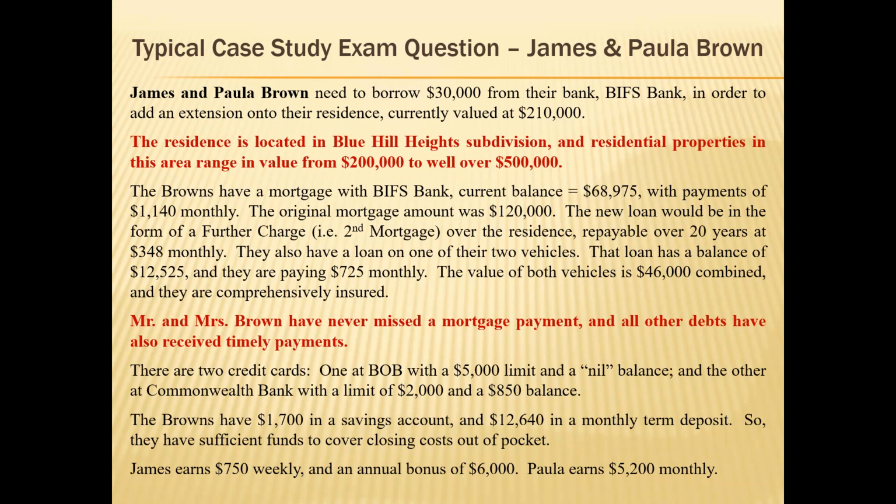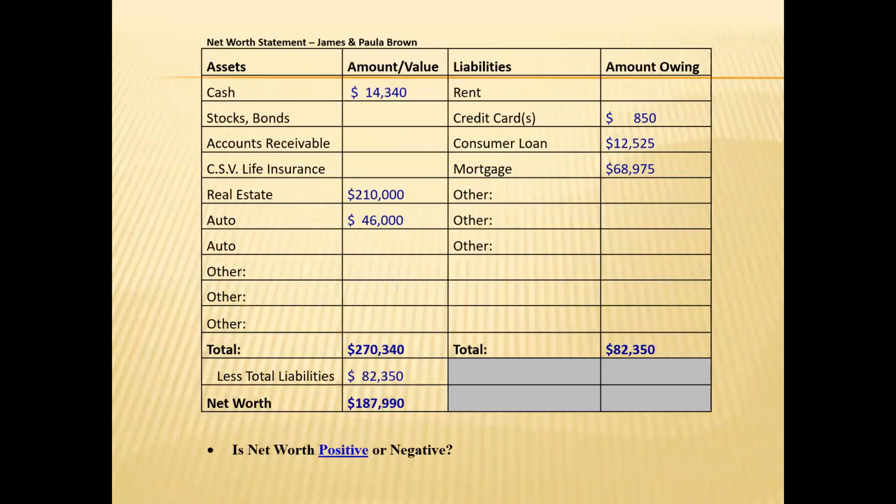James earns $750 weekly, an additional bonus of $6,000. Paula earns $5,200 monthly. Okay, so what we did was we did their net worth statement. Okay, and their property we showed the total cash $14,330, real estate of $210,000.